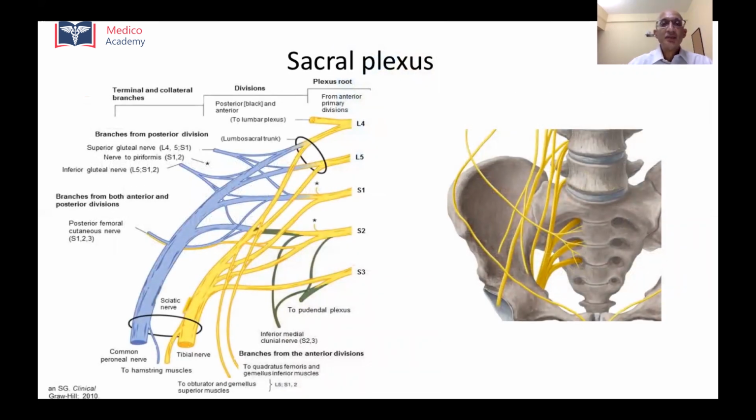Coming to the sacral plexus, it is formed by the nerve roots from L4 to S3. And the largest branch that it gives out that concerns us is the sciatic nerve. Of course, there are several small branches as well. And as I said, the posterior femoral cutaneous nerve is another small nerve which is of importance to us.